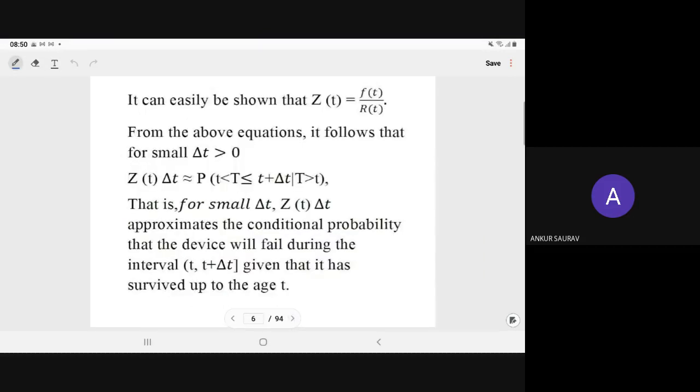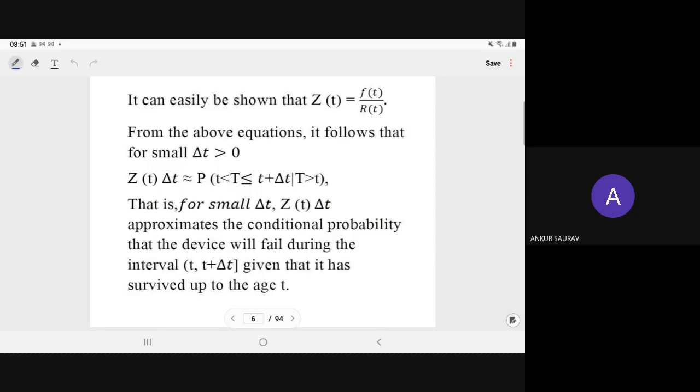So from the above equation, it follows that for a small time delta t greater than 0, some positive time, z(t) into delta t will become a conditional probability that time to failure lies between t to t plus delta t, means the device will fail at that instant in the small time interval when it survived up to the time small t.